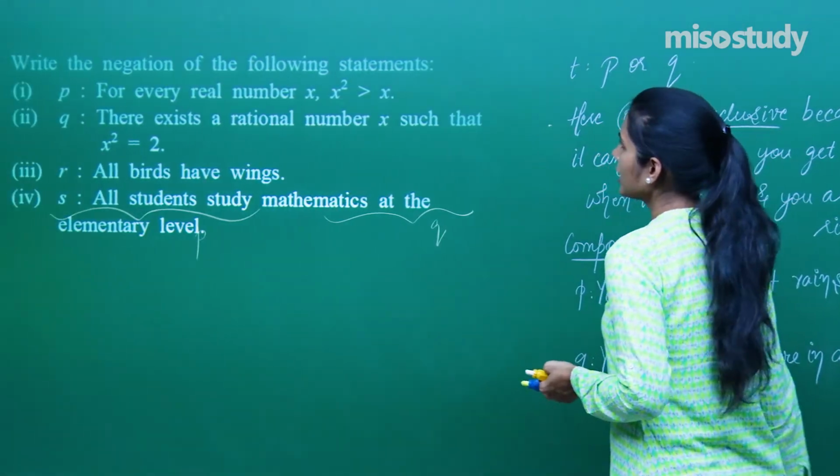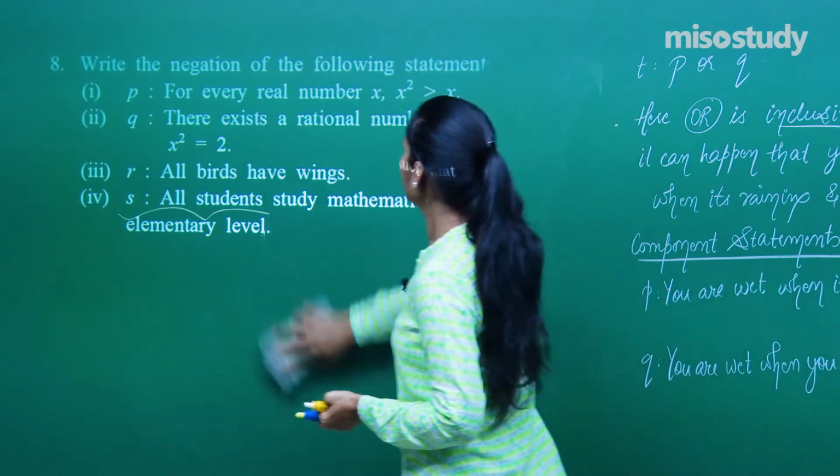Moving to the next, we have: write the negation of the following statements. This is pretty easy. Let's discuss this.